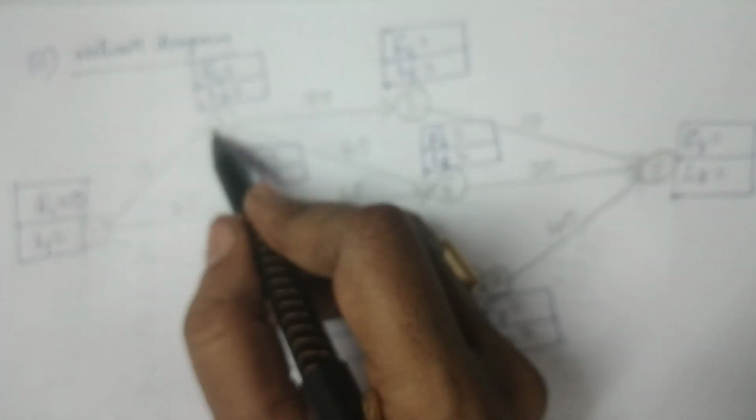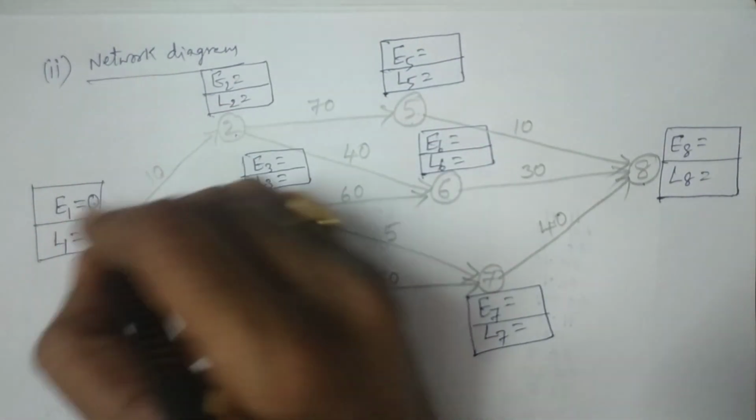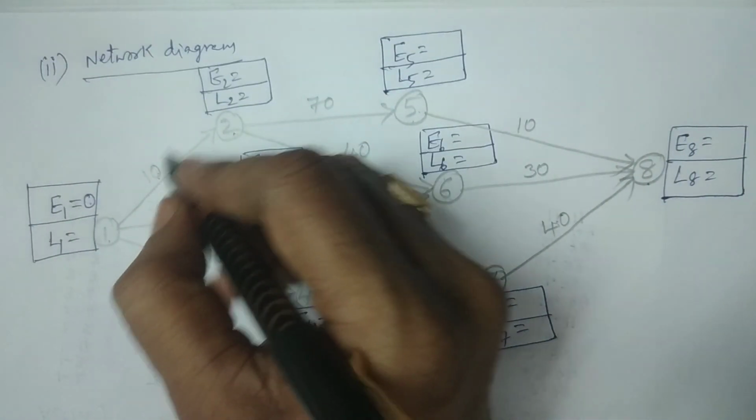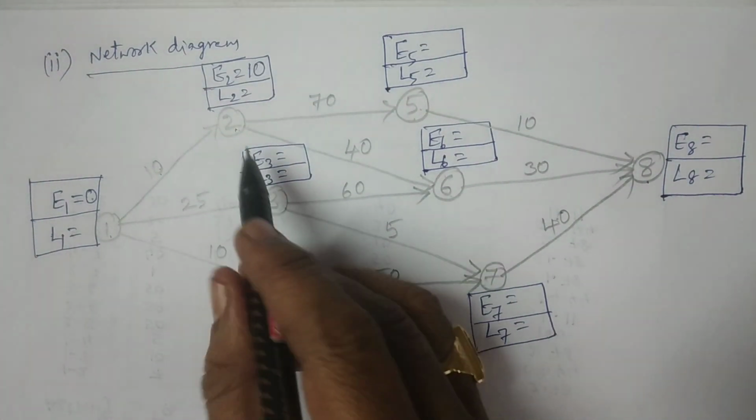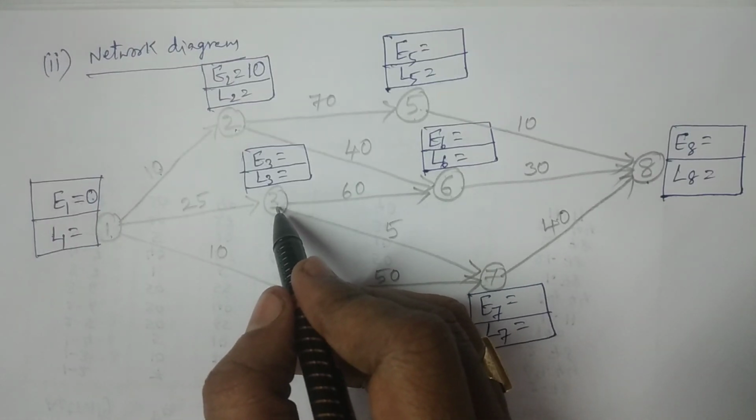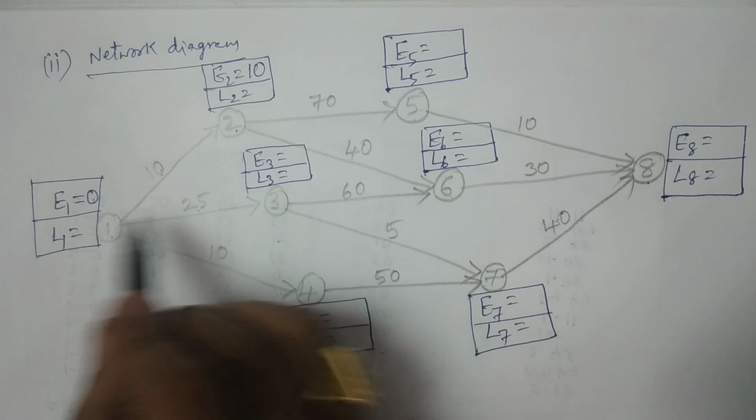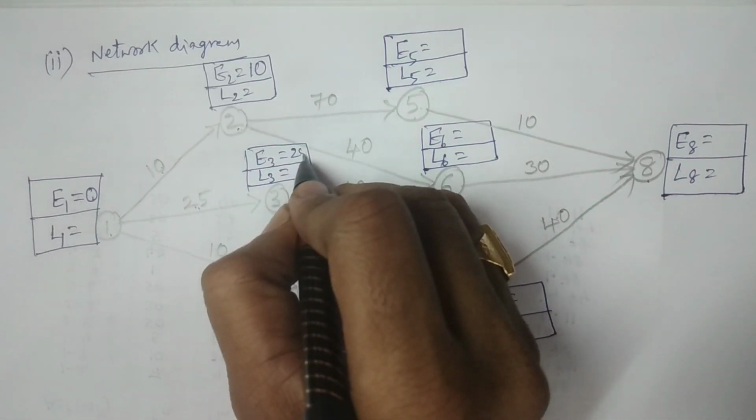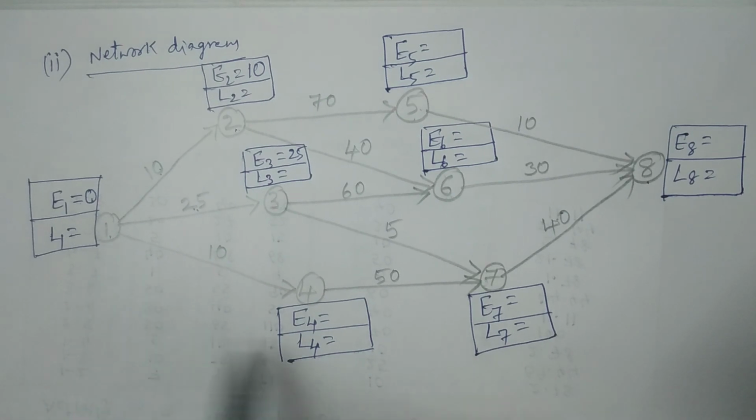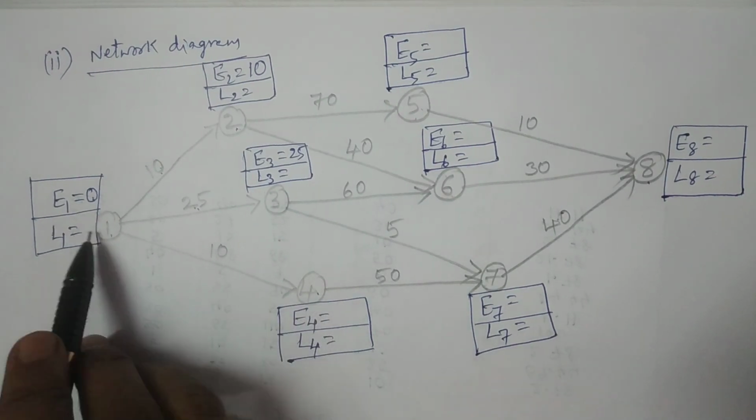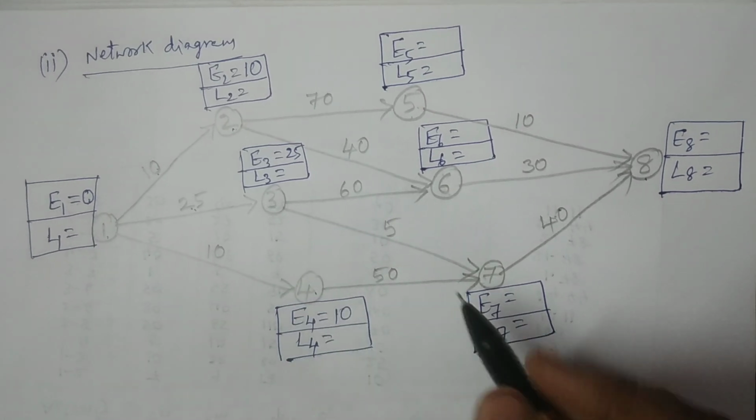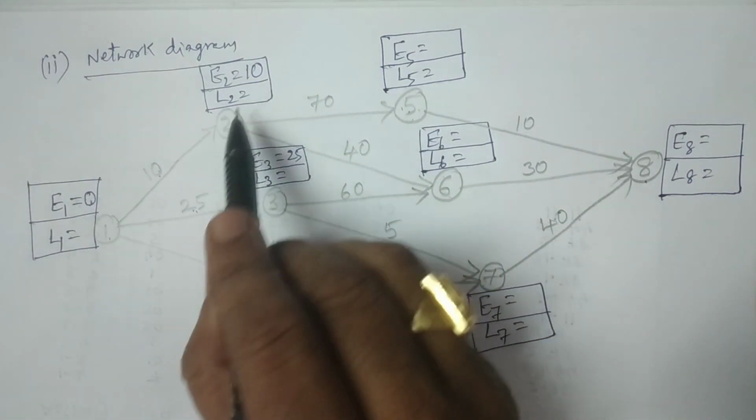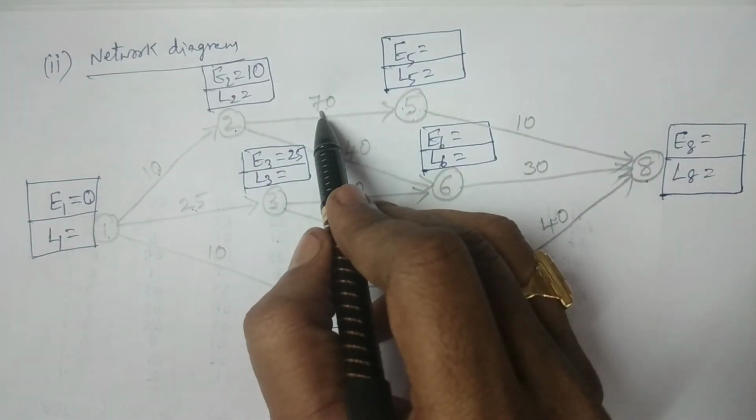How many connectors are there? Only one, that is 1 to 2. Therefore it is 0 plus 10, that is Ei plus Dij. It's 0 plus 10, it is 10. Then from 1 to 3, move to the third event. The calculation is Ei plus Dij, that is 0 plus 25. It is 25, as we have only one connector. Then if we move to the fourth event, we have only one connector, therefore 0 plus 10, that is 10. Coming to the fifth one, we have only one connector, therefore 10 plus 70, Ei plus Dij, right?